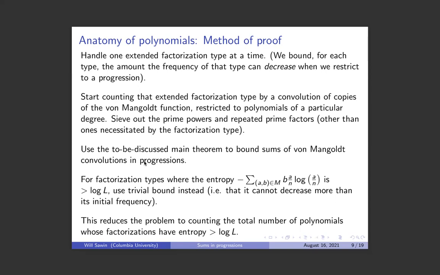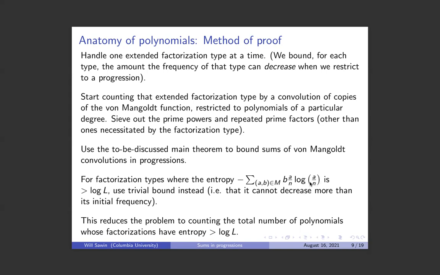And the thing that determines if it's a power saving or a power loss is this notion of the entropy of a factorization type, which is like the entropy of a probability distribution with probability a over n for each term a, meaning for each prime factor of degree a. Sorry, probability a over n.